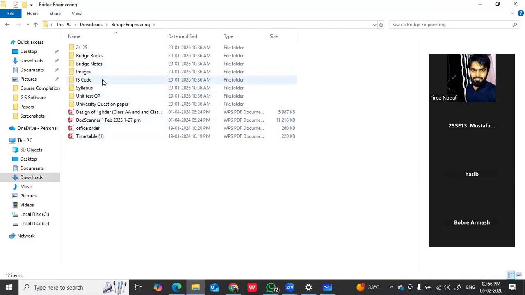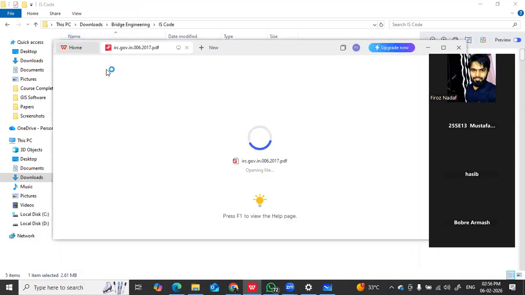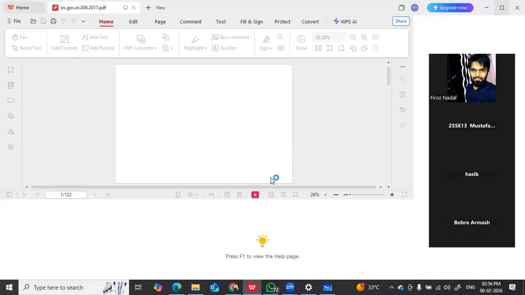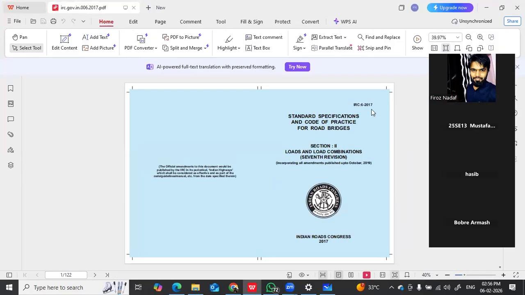All of you have the printout of this IRC code. This is known as IRC 6 2017, Standard Specification and Code of Practice for Road Bridges. So we are referring to section 2, which is loads and load combination. What type of load you have when you're designing the bridge and how to combine them.